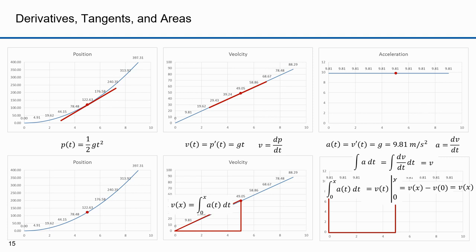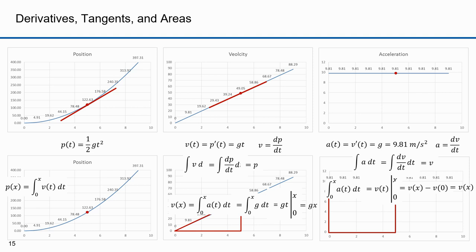Let's now do this with actual formulas. We'll substitute the formula a of t here. The antiderivative of g is g times t. We'll evaluate that from 0 to x. That equals g times x. And the integral of the velocity function looks like this. Velocity is the derivative of position, so we can express it this way. It equals the position function.